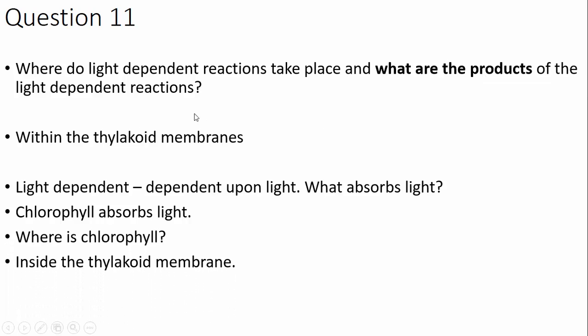So if you're wondering how in the world we got to this answer, following these steps, that's how we got to it. Now, the products, because don't forget the second part, it asks the products of the light-dependent reactions. That's going to be ATP, NADPH, and oxygen gas.